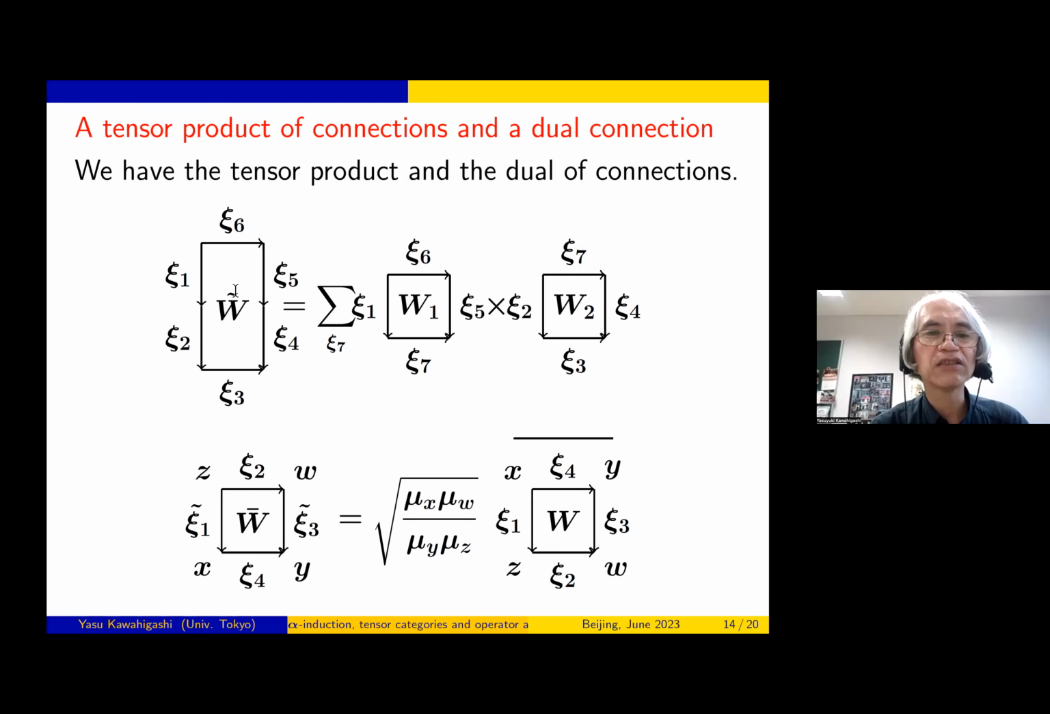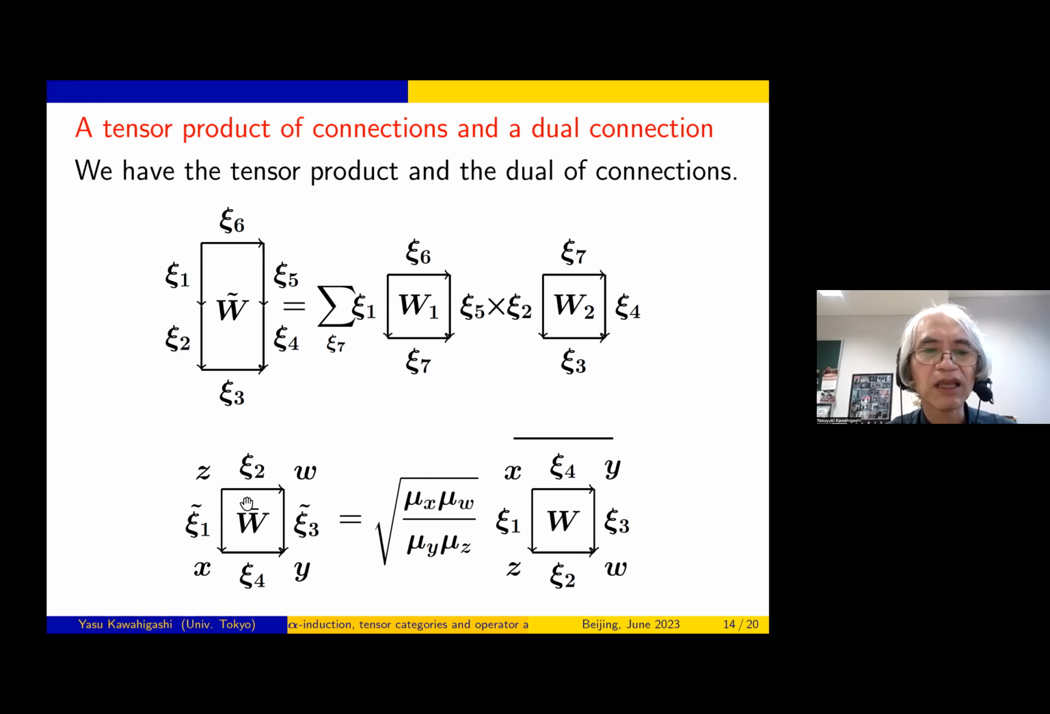So W tilde is a new connection, and this is really like the usual concatenation of two, say, Boltzmann weights. So we have a product of W1 and W2 over the common edge C7, and we have a summation over this common edge C7. So this is a product connection. And also for the dual connection, basically we take the complex conjugate.